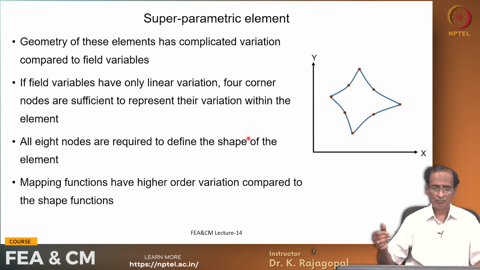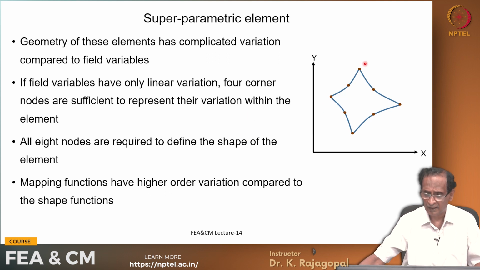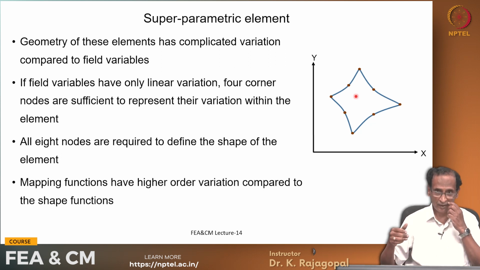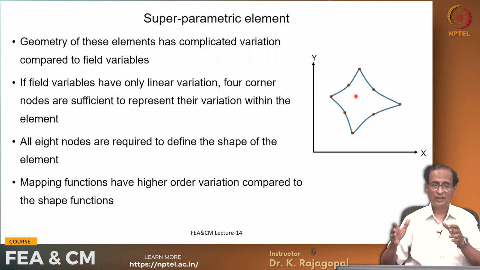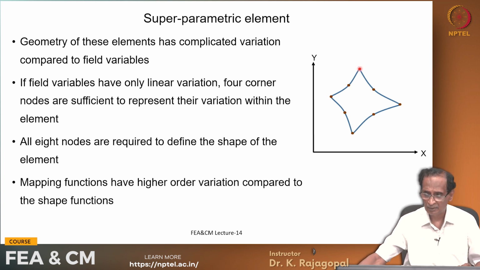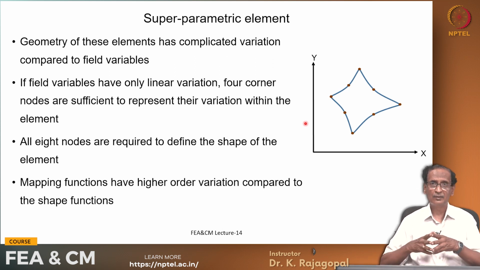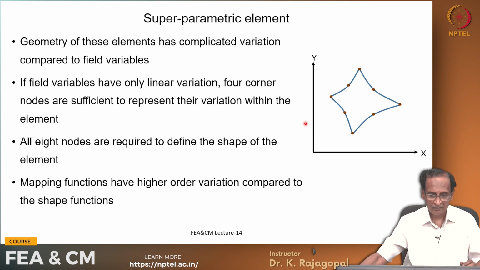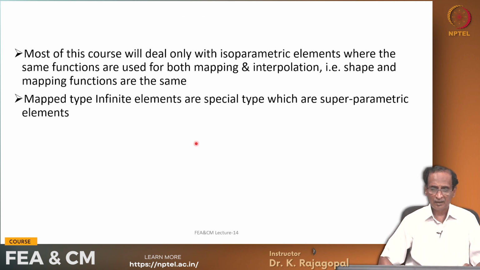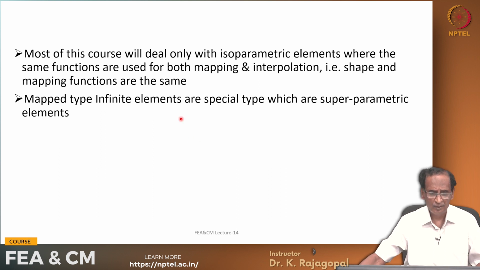See, on the other side we have the superparametric element. The shape is very complicated, so you need a higher order of mapping functions, and if your variables have a lower order of variation, we can simply use these 4 corner points for interpolating the field variables. In this case we call these superparametric elements, and in our course we will... sorry, I think this should be subparametric elements.